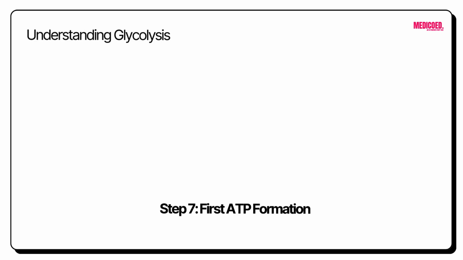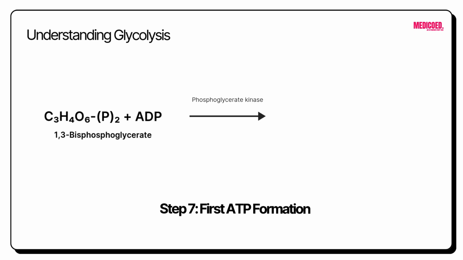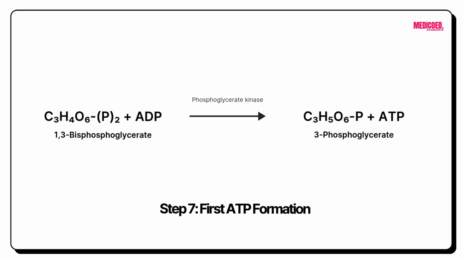Step 7. First ATP formation, phosphoglycerate kinase reaction. The high-energy phosphate from 1,3-bisphosphoglycerate is transferred to ADP, producing ATP and 3-phosphoglycerate.